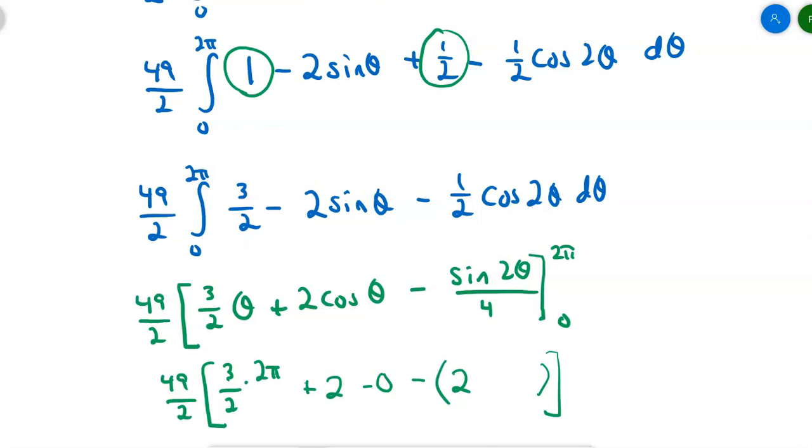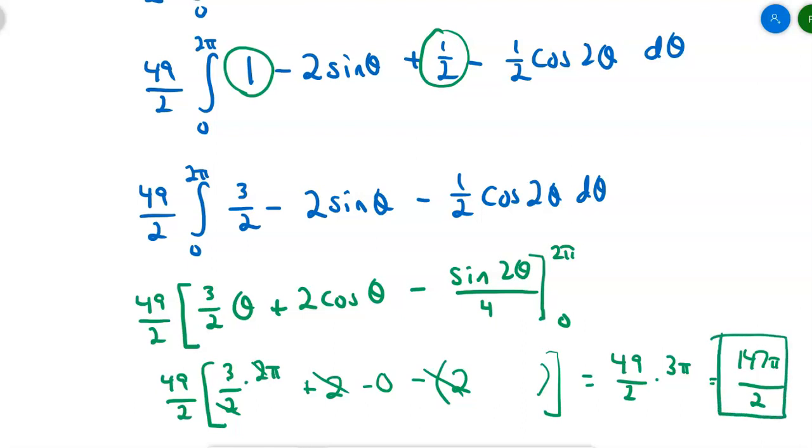And really, that's it. And you realize that that and that goes away. That and that goes away. And the whole problem just collapses. I get 49 halves times 3 pi. So that is 147 pi over 2. And that is the area inside of that polar curve.